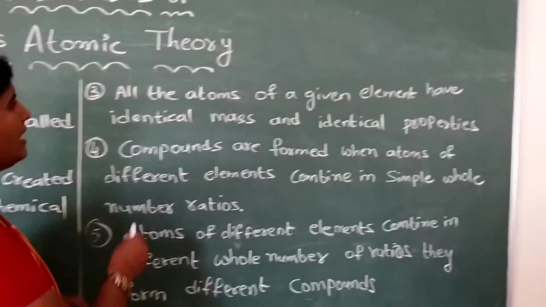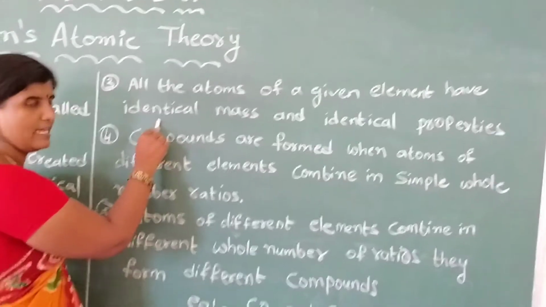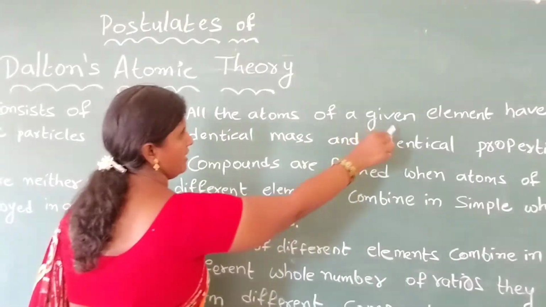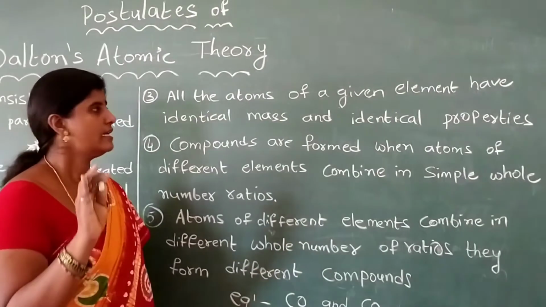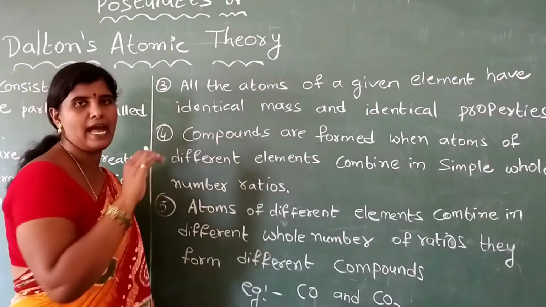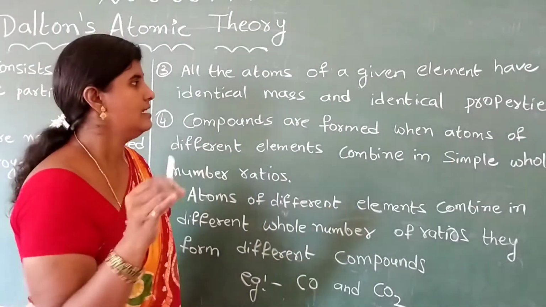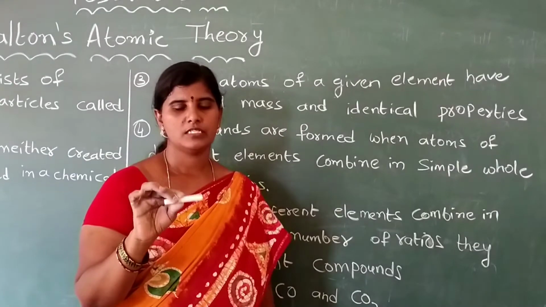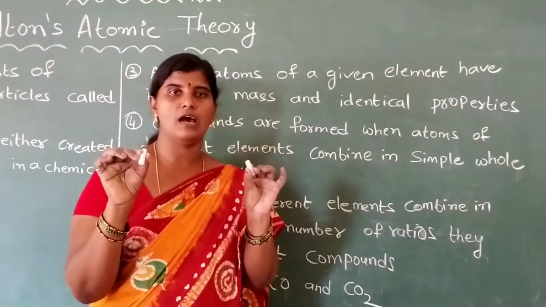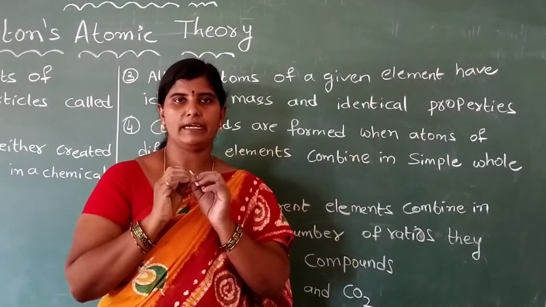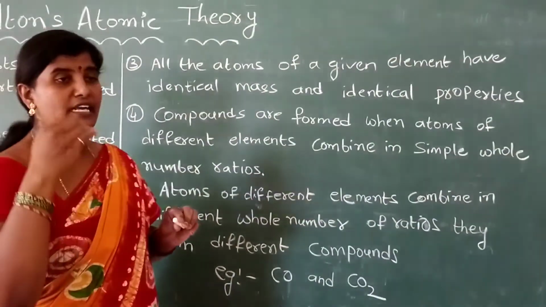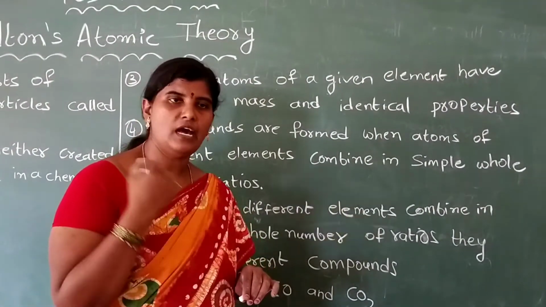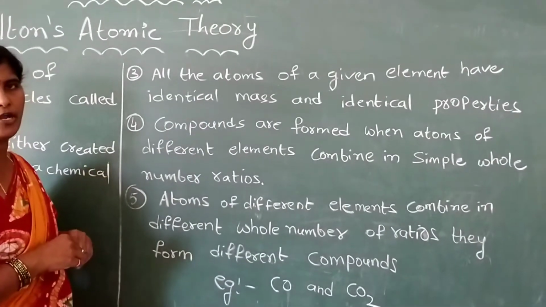And the third point: all the atoms of a given element have identical mass and identical properties. Let us explain. All the atoms of a given element, whatever the element may be, have identical mass, that means the same type of mass and the same type of properties. For example, I am holding a piece of chalk in my hand. So these all have the same type of mass and identical properties. Understand? Similarly, different elements have different masses and different properties.